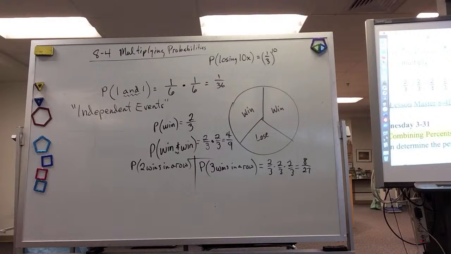Independent means that the probability of one is not affecting the other. Your dice: one die does not affect the other die. They happen independent of one another.